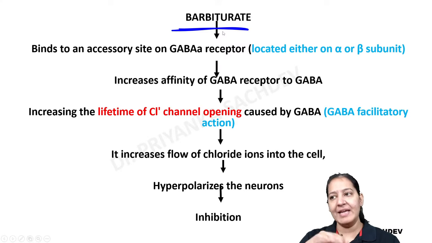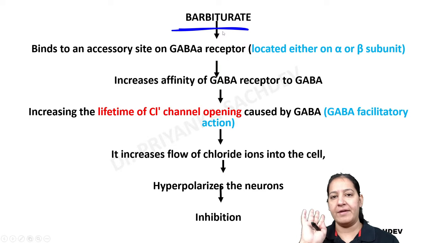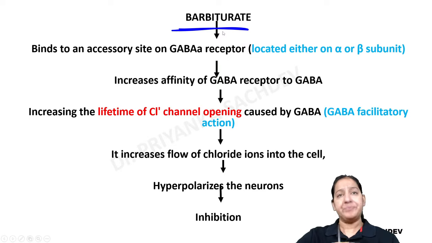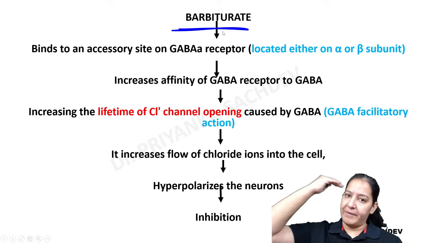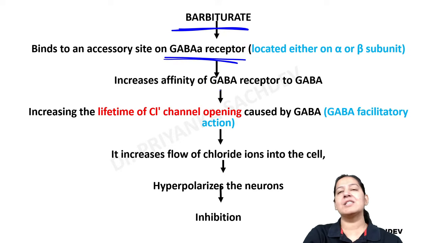The next night, before going to bed at 10 o'clock, I have taken that barbiturate tablet. So the barbiturate is going inside me. It got absorbed. It is going in the blood. Via blood, it is going to the brain, in the neurons. In the neurons, it is going to the GABA receptors. After going on the GABA receptors, it is increasing the affinity of the GABA receptor for GABA.